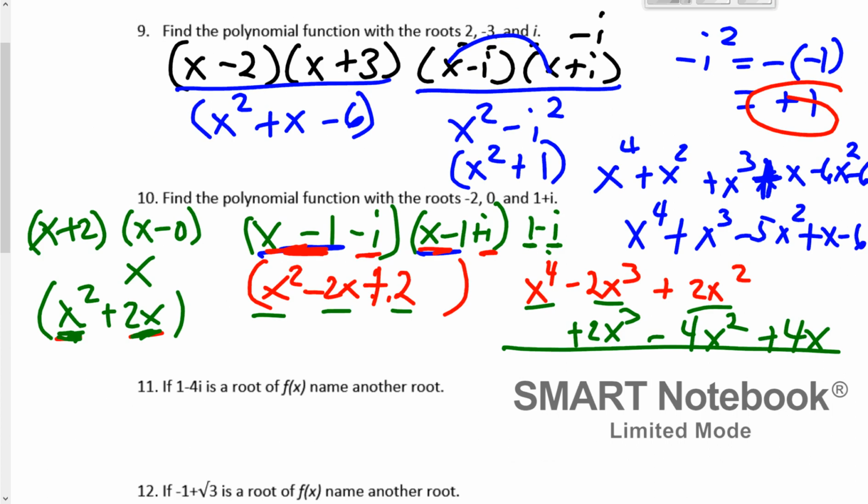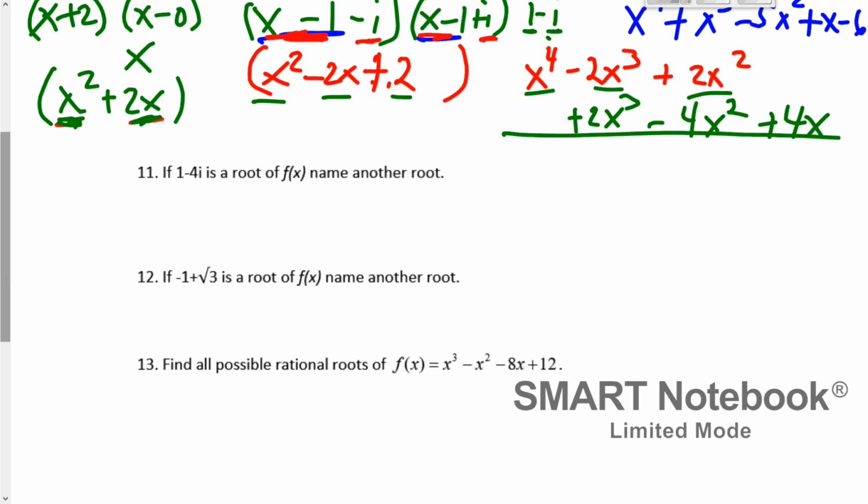So I get x to the 4th, negative 2x cubed and positive 2x cubed. They're going to cancel. Then I get negative 2x squared plus 4x. So that would be my answer, number 10 there.